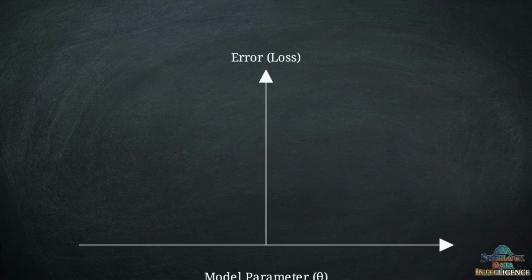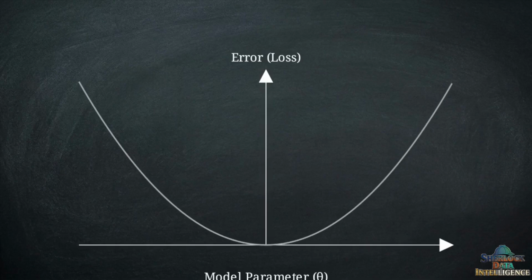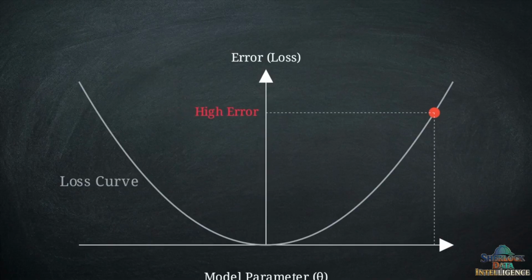This graph translates that physical mountain into mathematical terms. We call this a loss curve. The curve shows the range of possible errors for a given model, and that red dot way up here on the right side represents our current guess. Sitting high on the slope means the model is making highly inaccurate predictions.